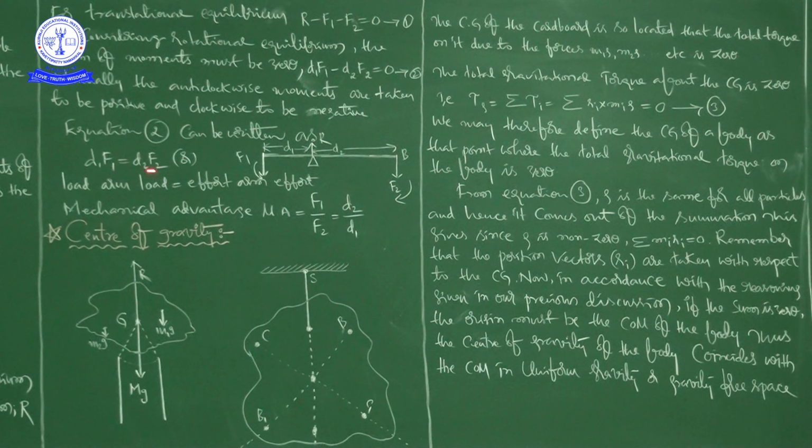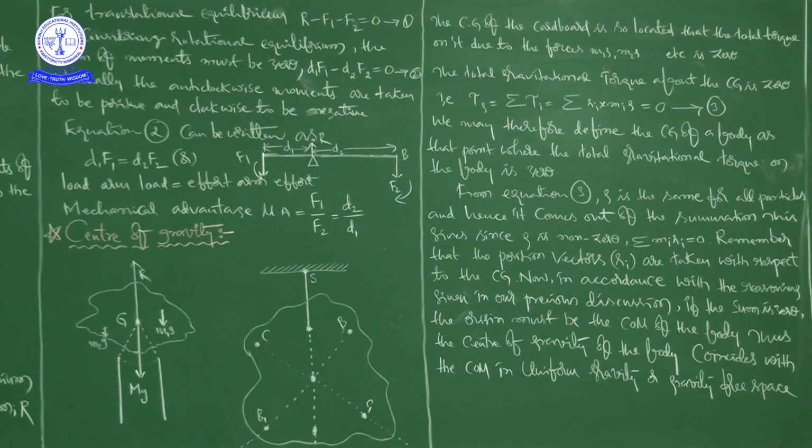See here, from this we are writing F1 by F2 is equal to D2 by D1, right? So this above equation expresses the principle of moments for a lever. There is a relation between these two, but we are defining mechanical advantage as the ratio of these two. When we take the ratio of these two, we can write it in terms of D2 and D1. That is, F1 by F2 is equal to D2 by D1.